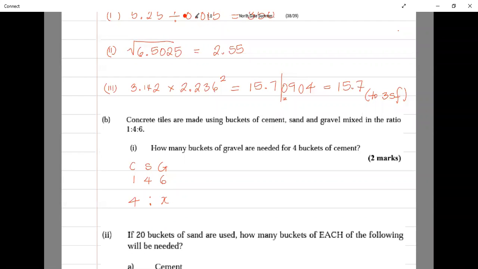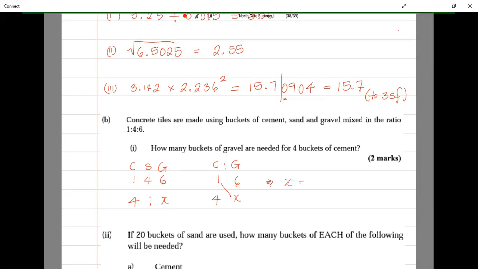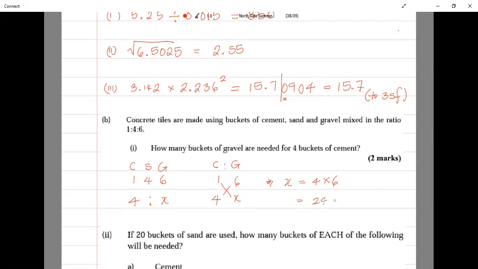One way I could do this is I could cross multiply. So this is cement to gravel is 1 to 6. Then we have 4 buckets of cement. I don't know the gravel, so I call it X. So X would be equal to 4 times 6, which would be 24 buckets of gravel. All right, 24. So for 4 buckets of cement, I would need 24 buckets of gravel.